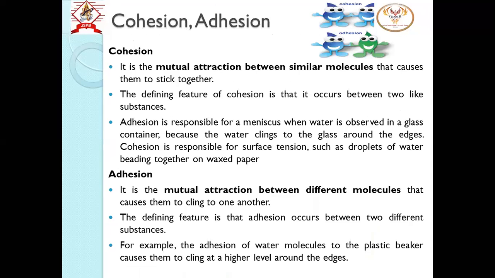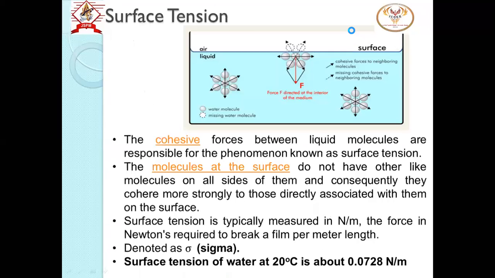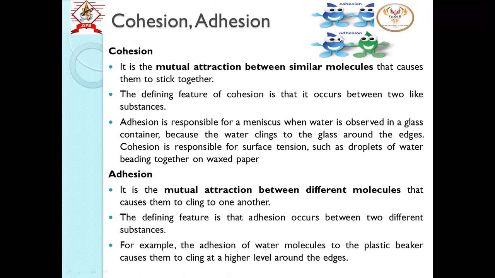Then the next important property is cohesion and adhesion. We have also many times heard these words, cohesion and adhesion. In this simple sketch we can see that cohesion is the attraction between similar molecules. So two similar water molecules, that attraction is cohesion, and two different molecules, that attraction is adhesion.